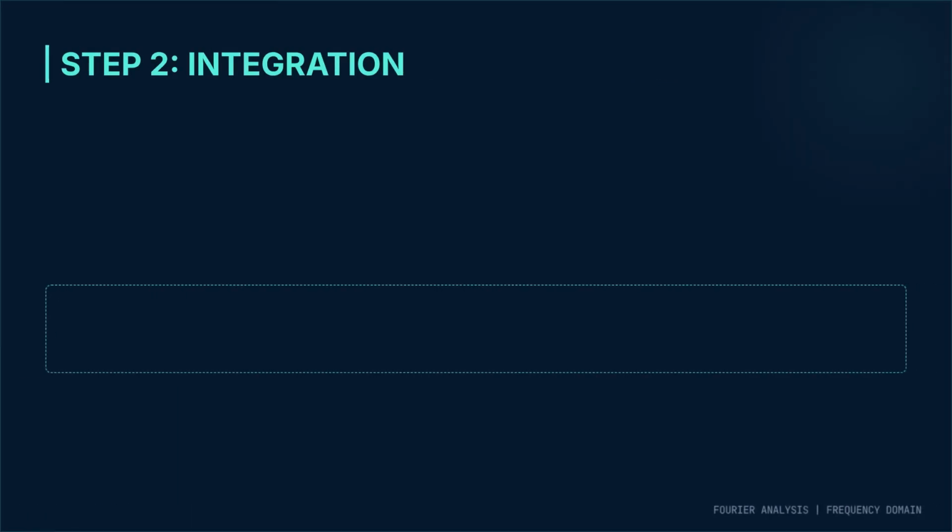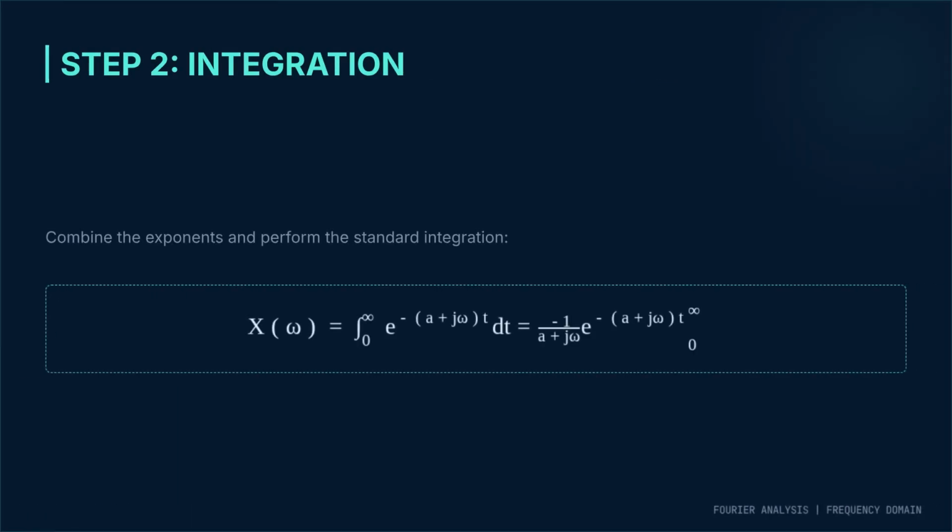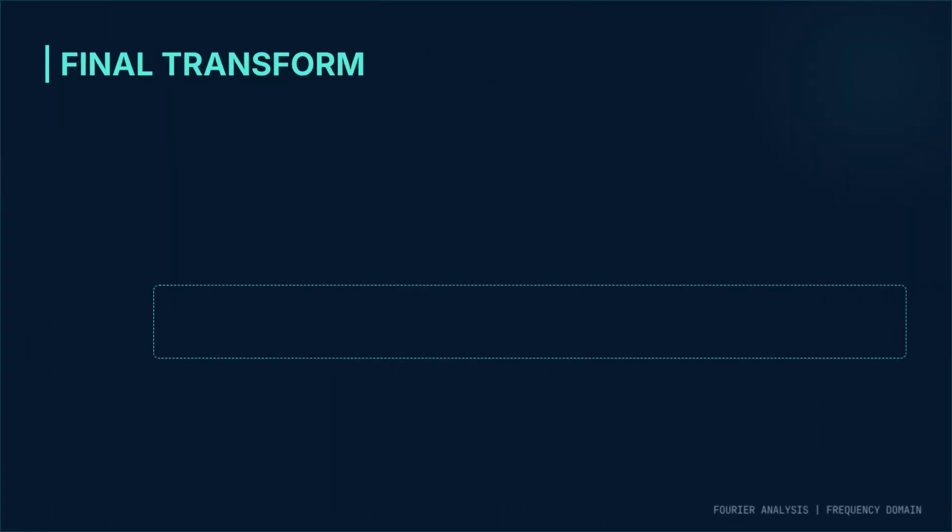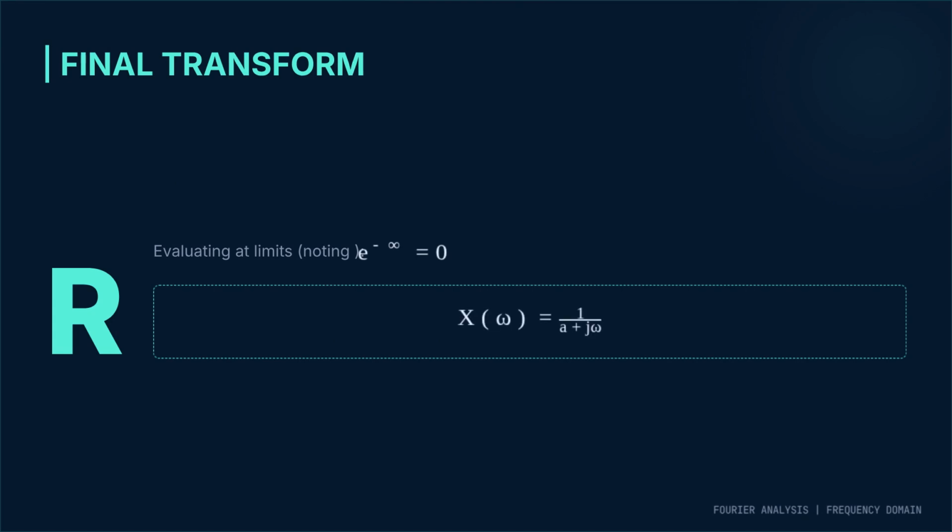Step 2. Integration. Combine the exponents and perform the standard exponential integration, leading to the expression shown. The final transform is found by evaluating the integral at its limits. Assuming a is greater than 0, the result is 1 divided by a plus j omega.